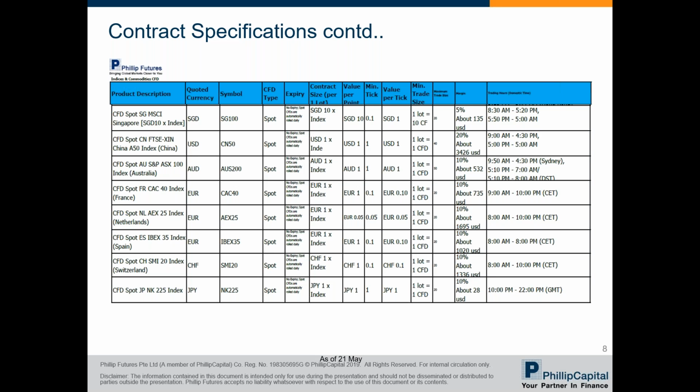We also have the China FTSE A50 CFD. This is based in US dollars. It's 1 US dollar per index point.